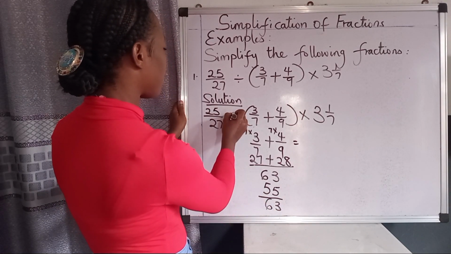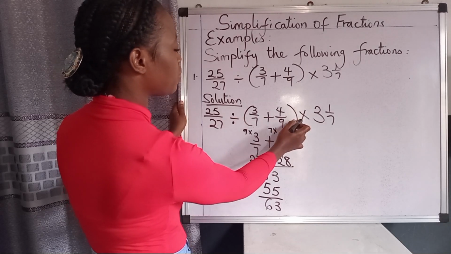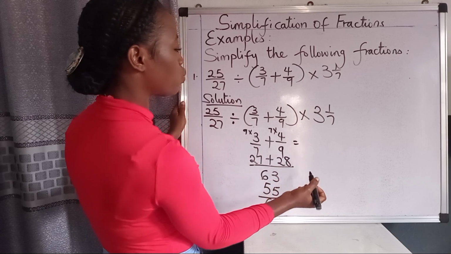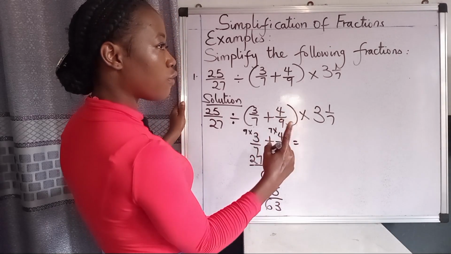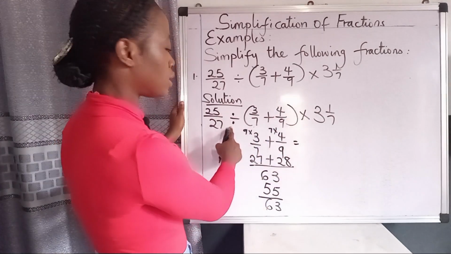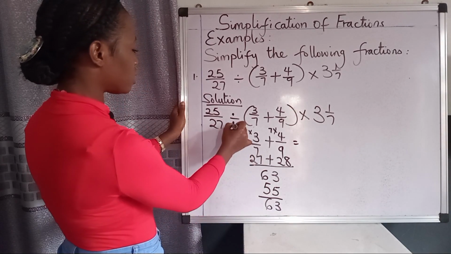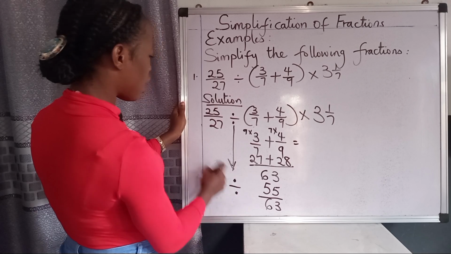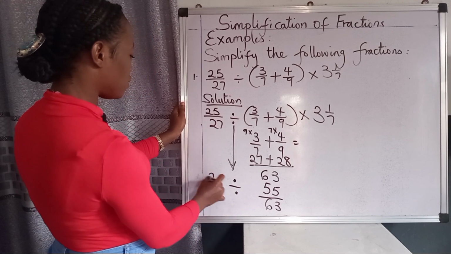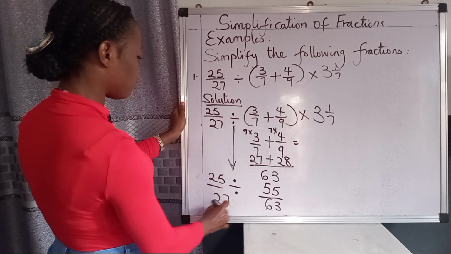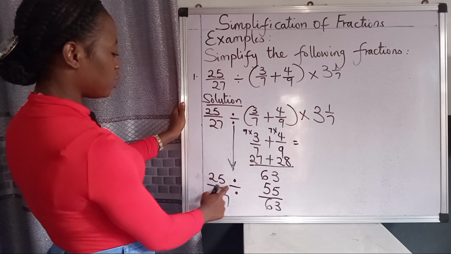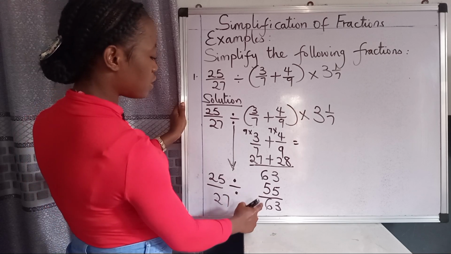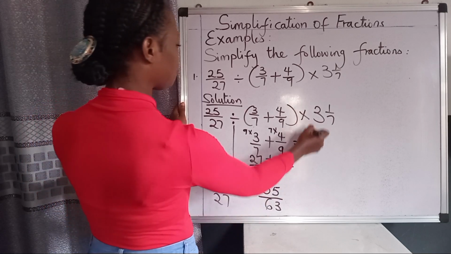Now the next signs we have are division and multiplication, all right? So between division and multiplication, according to BODMAS, B-O-D, division comes first. Now this division, I need to bring it down, okay? So I'm bringing down this division sign. And what I have here is 25 over 27. So I'm going to have 25 over 27 divided by 55 over 63.